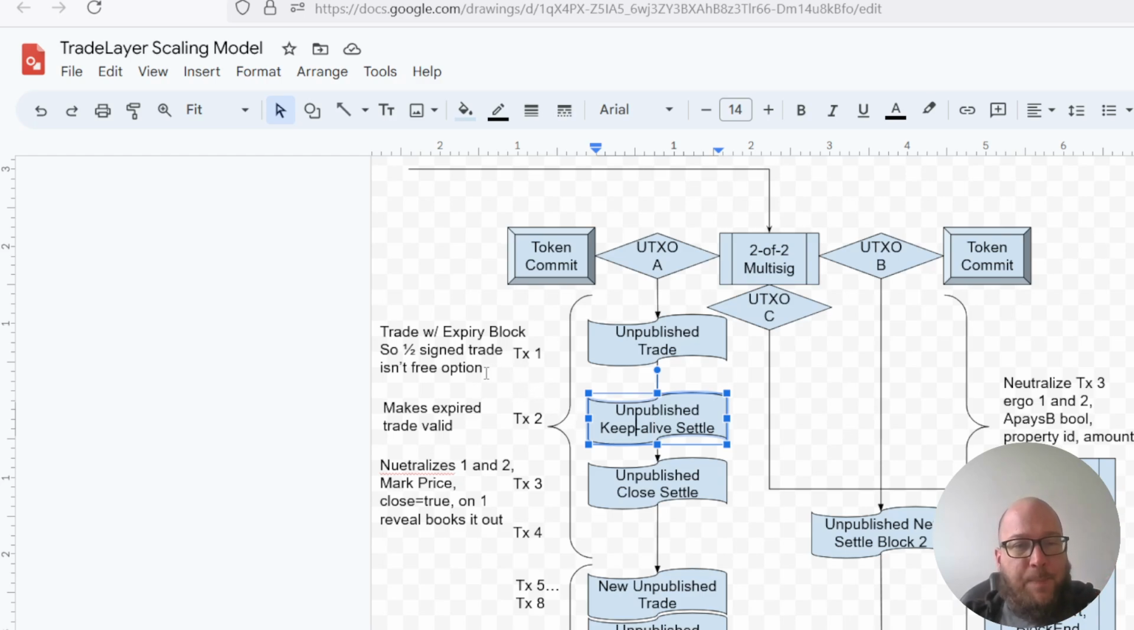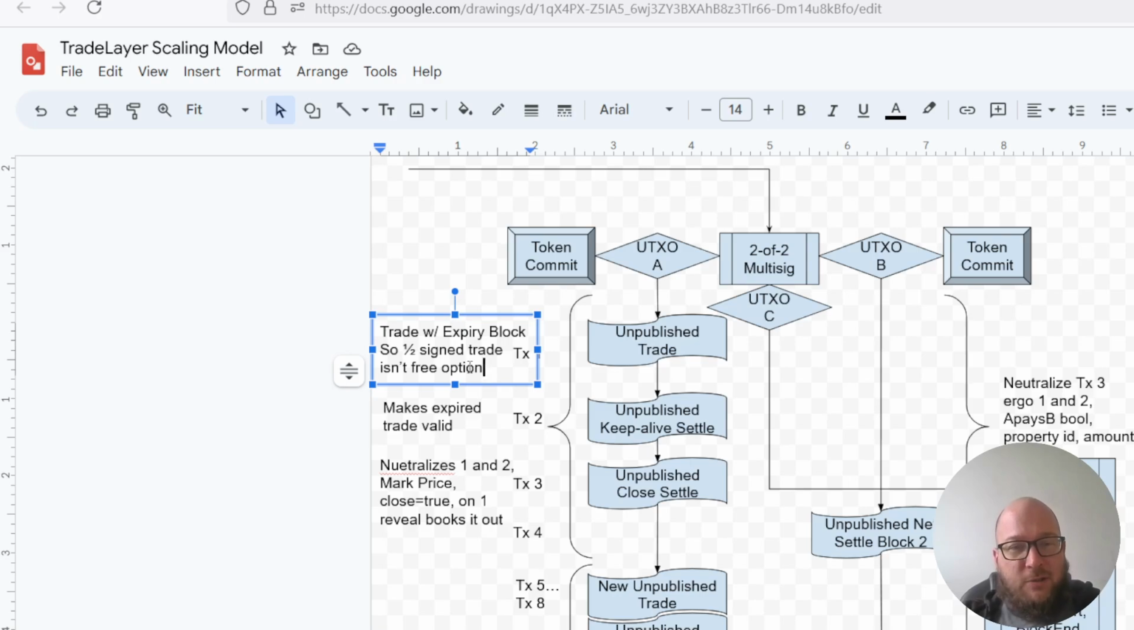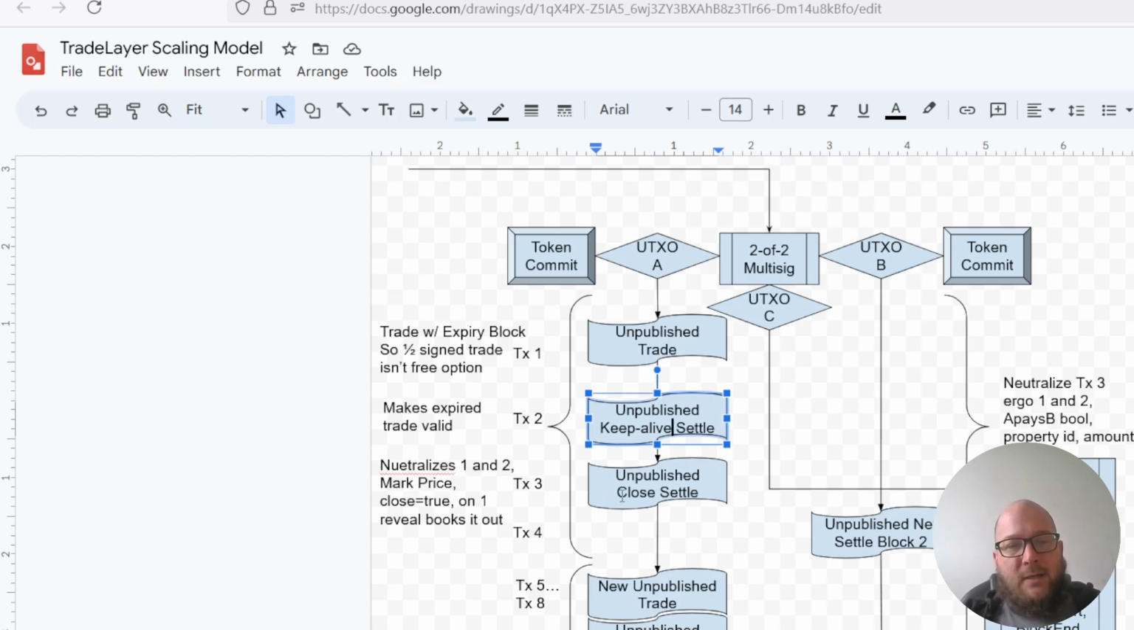So this is a way to fully transition from having an expiry block and you could publish it right away. That's our default product that we're putting out. But to really engage with L2, you sign the unpublished keep alive settlement. So now you've got this insurance. You don't need to worry about expiration.